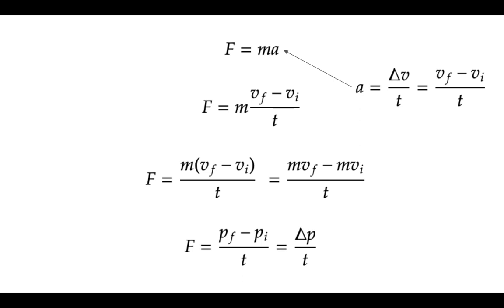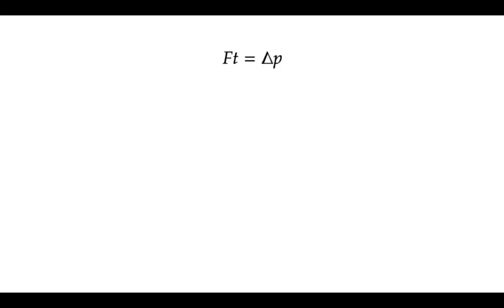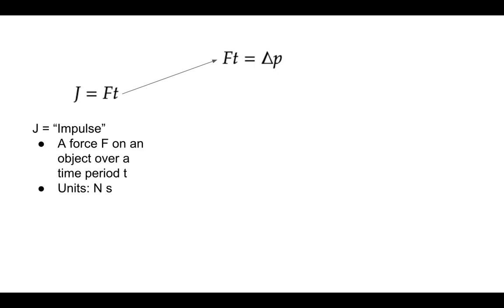Now we're going to multiply both sides by time in order to get rid of it on the denominator on the right-hand side. Multiplying both sides by time, we get force times time is equal to change in momentum. This force times time is actually what our impulse is, and we denote this by a capital J. That's our variable for impulse. So impulse is just a force F on an object over a time period t.